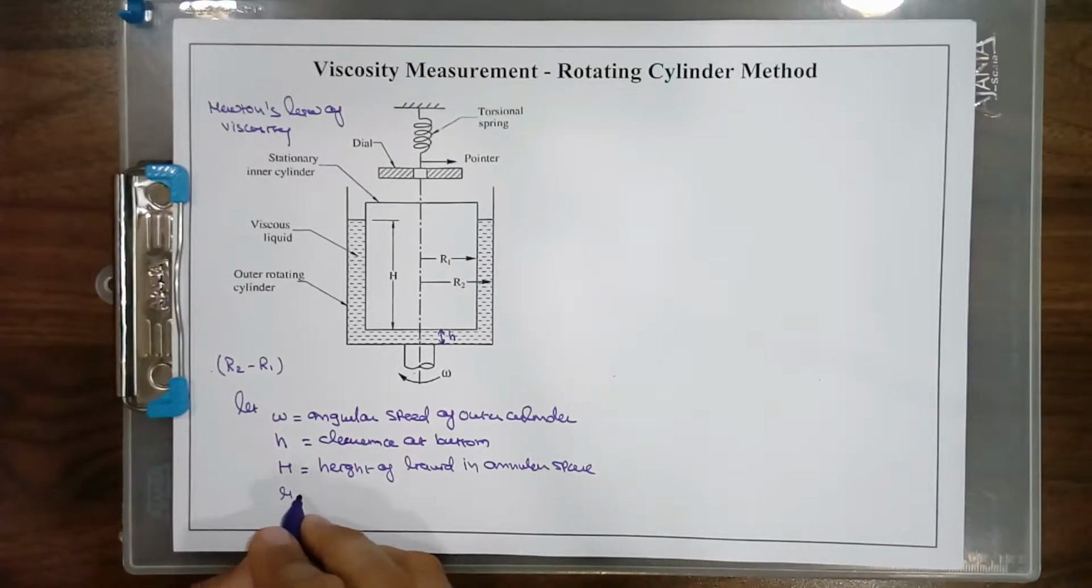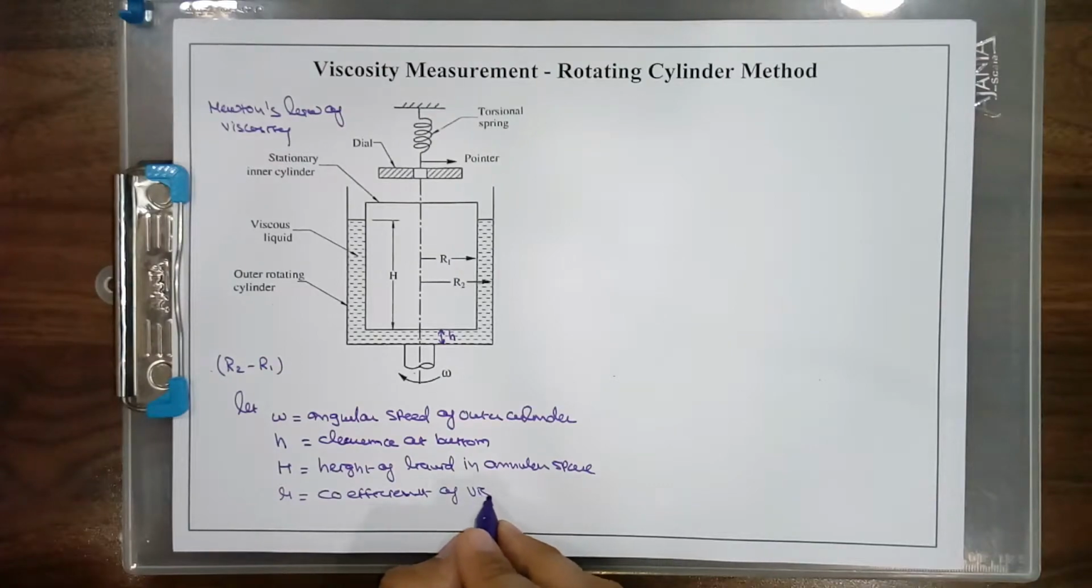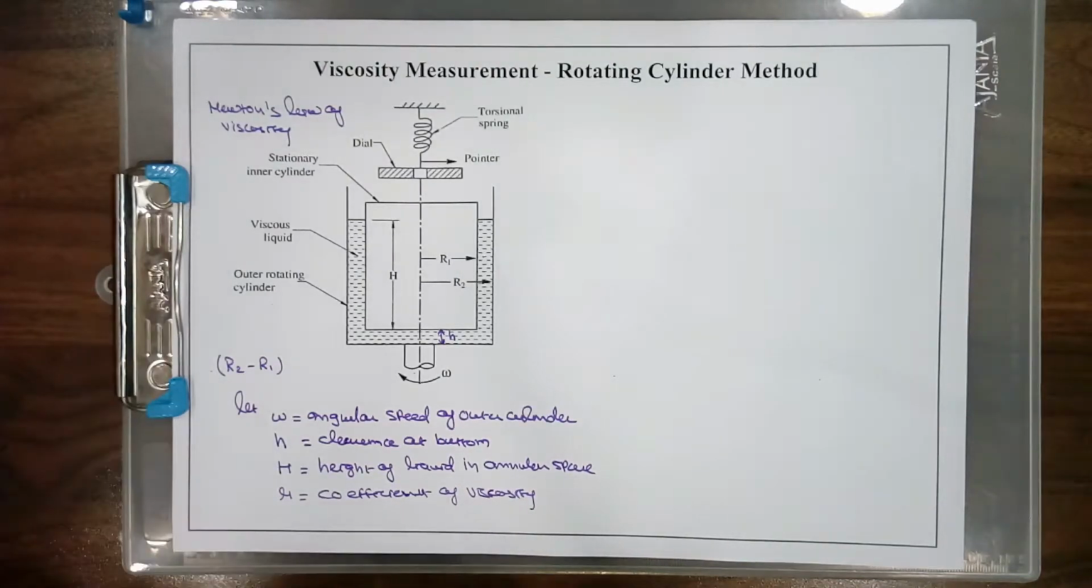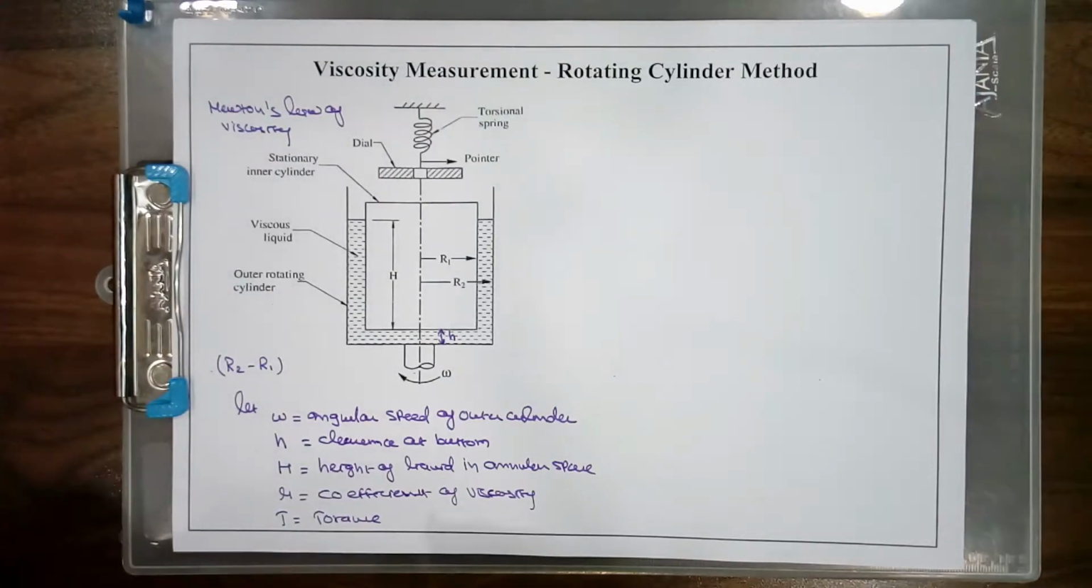Then mu is the coefficient of viscosity. Then T is the torque. Now we calculate the linear velocity, or we can say the tangential velocity, of both the cylinders, the inner cylinder as well as the outer cylinder.